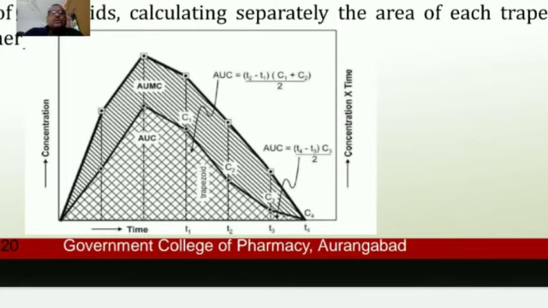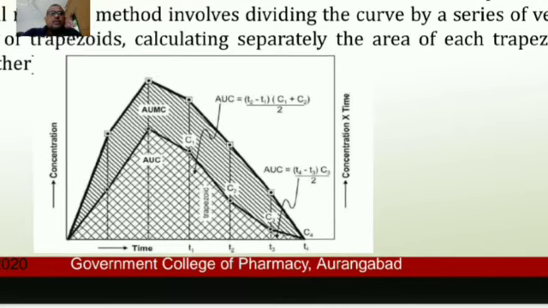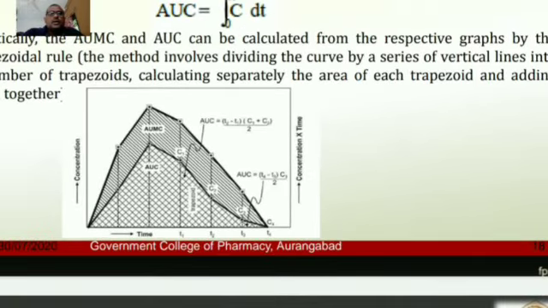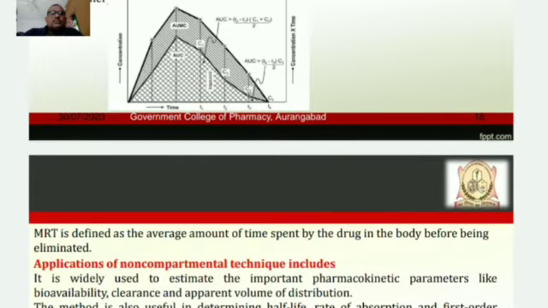Whatever concentration comes out is the area calculated by the trapezoidal rule. After calculating all the trapezoids, you add them up and calculate the sum to get the area under the curve. Here the area under the curve is nothing but the total amount of drug that enters the systemic circulation, or the total amount of drug under the curve in the blood. In this way you can determine the area under the curve and the mean residence time.